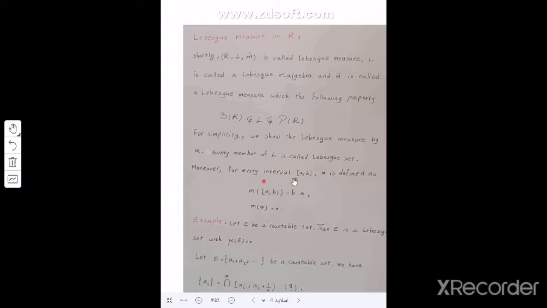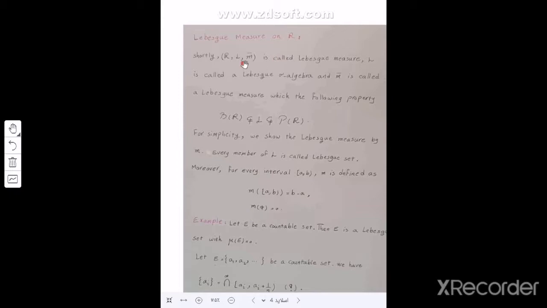For every interval of the form closed A to open B, M or M bar is defined this way: M of this interval is equal to B minus A. B minus A is the length of this interval, or the distance of A to B. And M of the empty set is equal to 0.